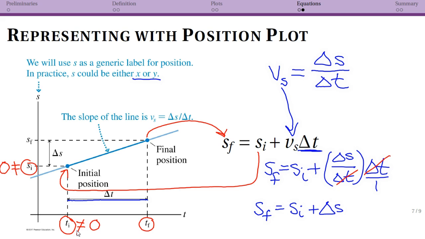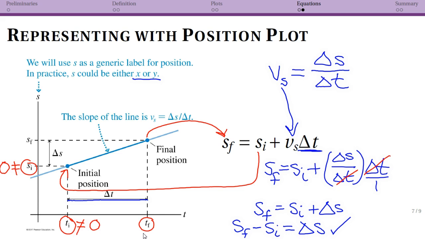Now if I subtract s sub i from both sides, I now have that final position minus initial position equals delta s. This is literally the definition of what change in position means. So this is a fairly simple equation that again is only valid if you have uniform motion. But the other thing to realize is that it's true for any value of initial and final times and positions.